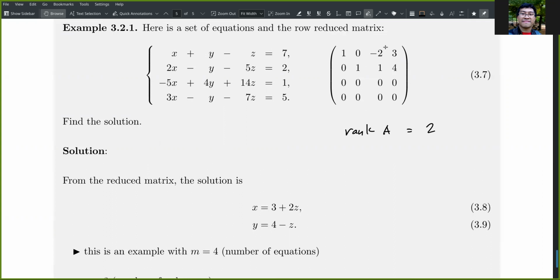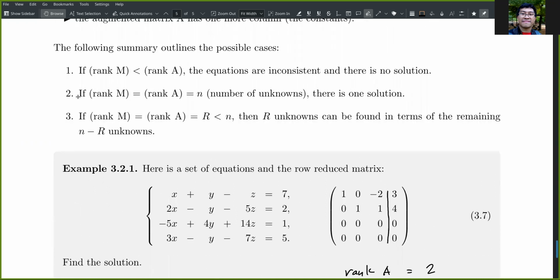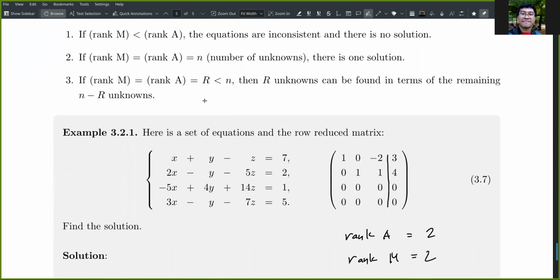For M, we need only this part. We exclude this. For this case, there are still two zero rows and two non-zero rows, so the rank of M is 2. They are the same, so it's either this second case or this third case. There are 3 unknowns, so n equals 3, but the rank of A and M are 2.